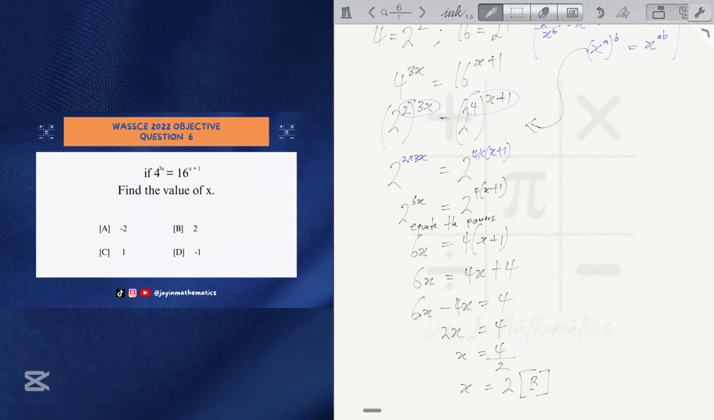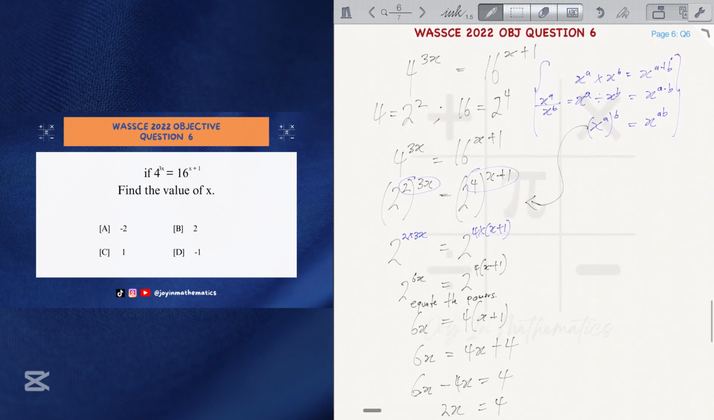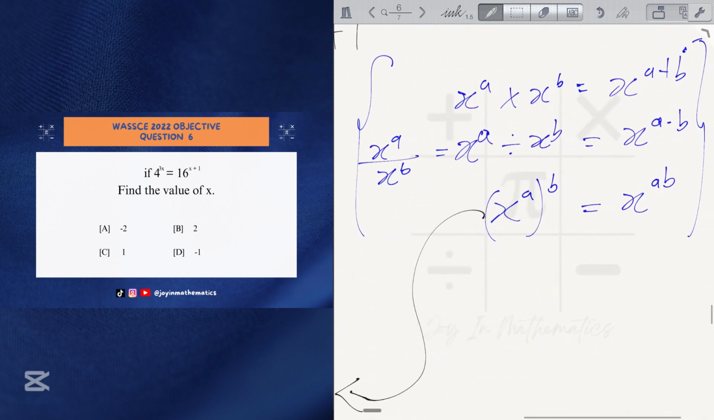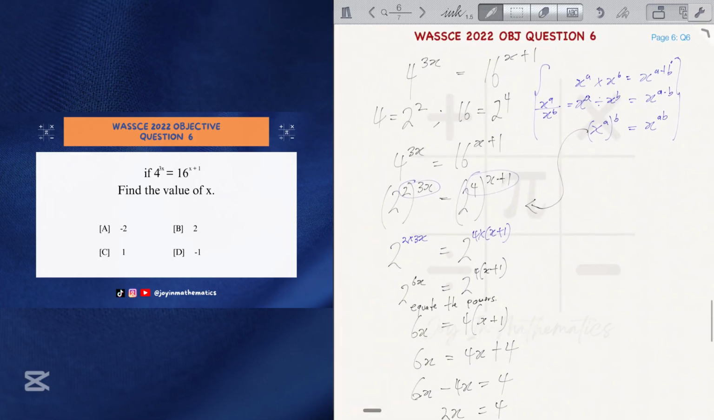So the most important part in this question is the laws of indices. So let's move forward.